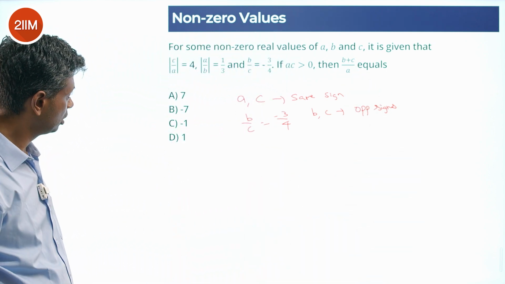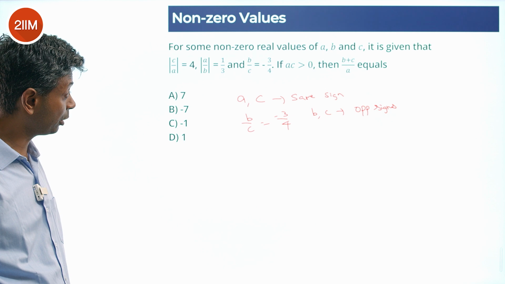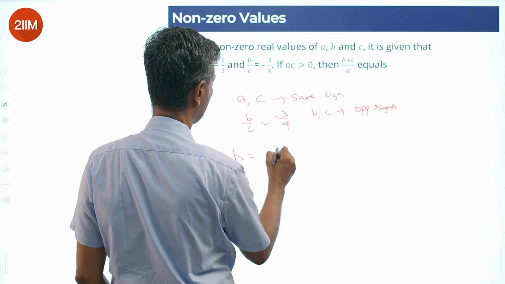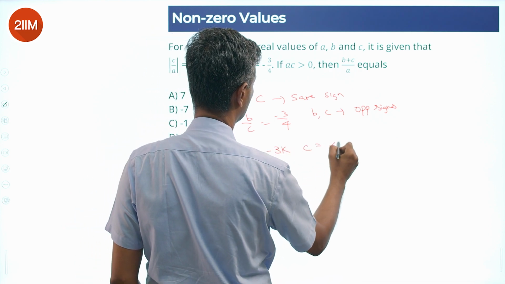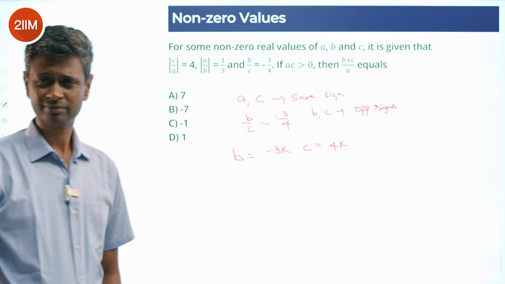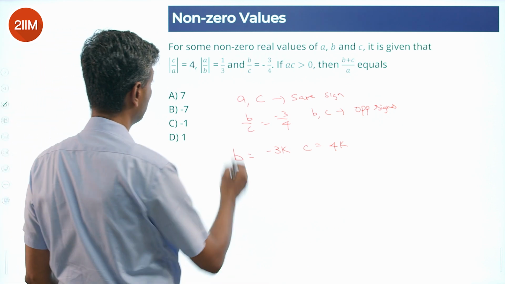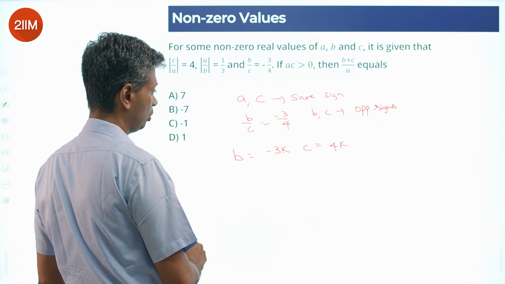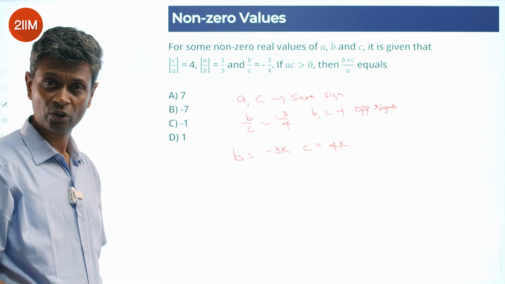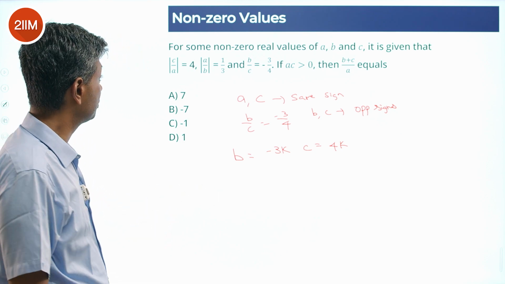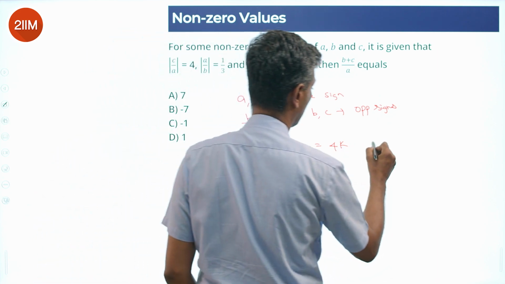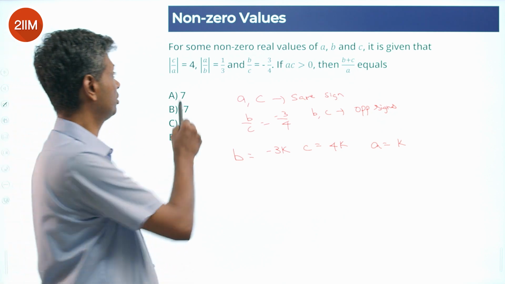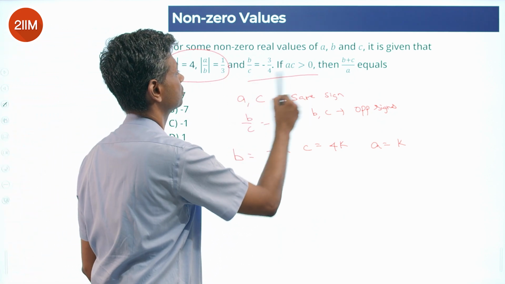Nice, wonderful. So b by c is minus 3 by 4. I'm going to say, hey, if b is equal to minus 3k, c is equal to 4k. Modulus of a by b is 1 by 3, modulus of c by a is 4. But I know a and c need to have the same sign. So if c were 4k, a would be k. Right? I'm not dealing with the modulus equations. I'm first dealing with only these two.